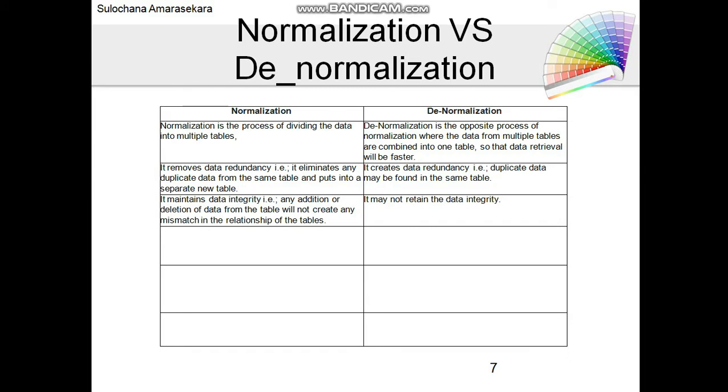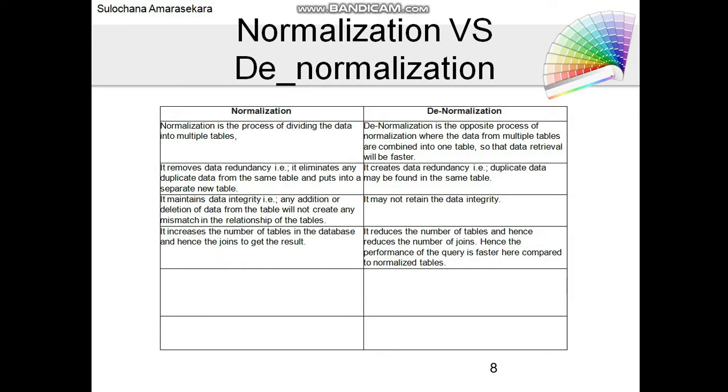Third, normalization maintains data integrity. In other words, insert or delete does not give any mismatching data. As an example, if we delete one record from one table, related records in other tables are also deleted automatically from the tables. Opposite to that, denormalization doesn't maintain that type of data integrity.